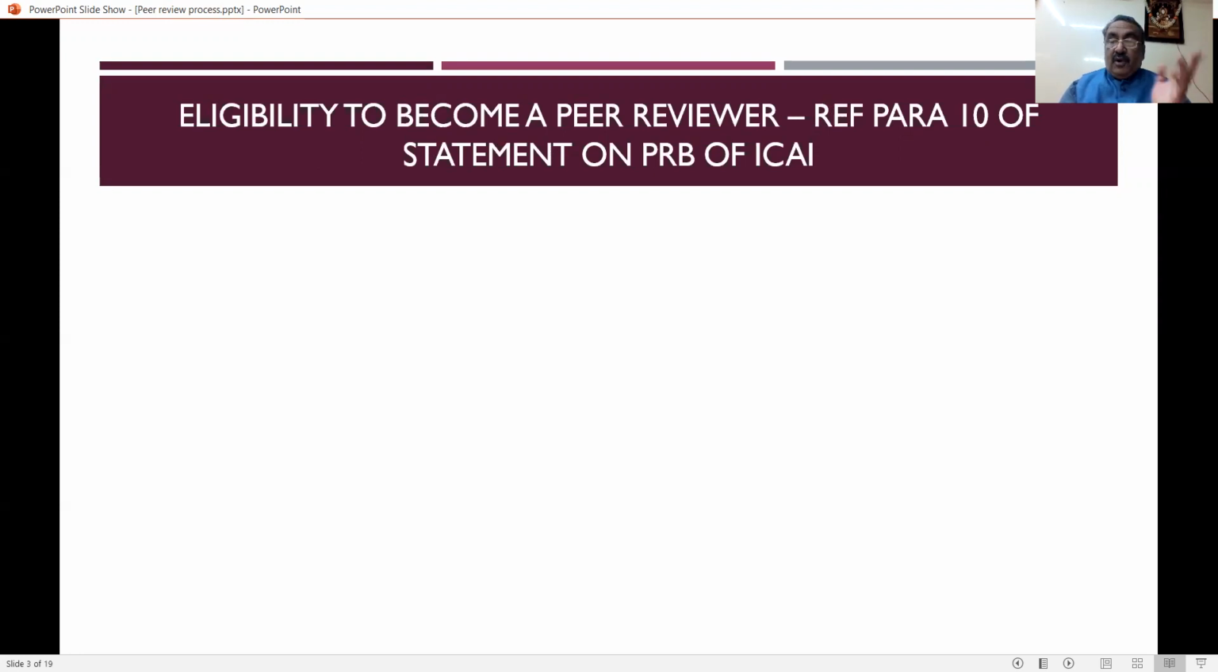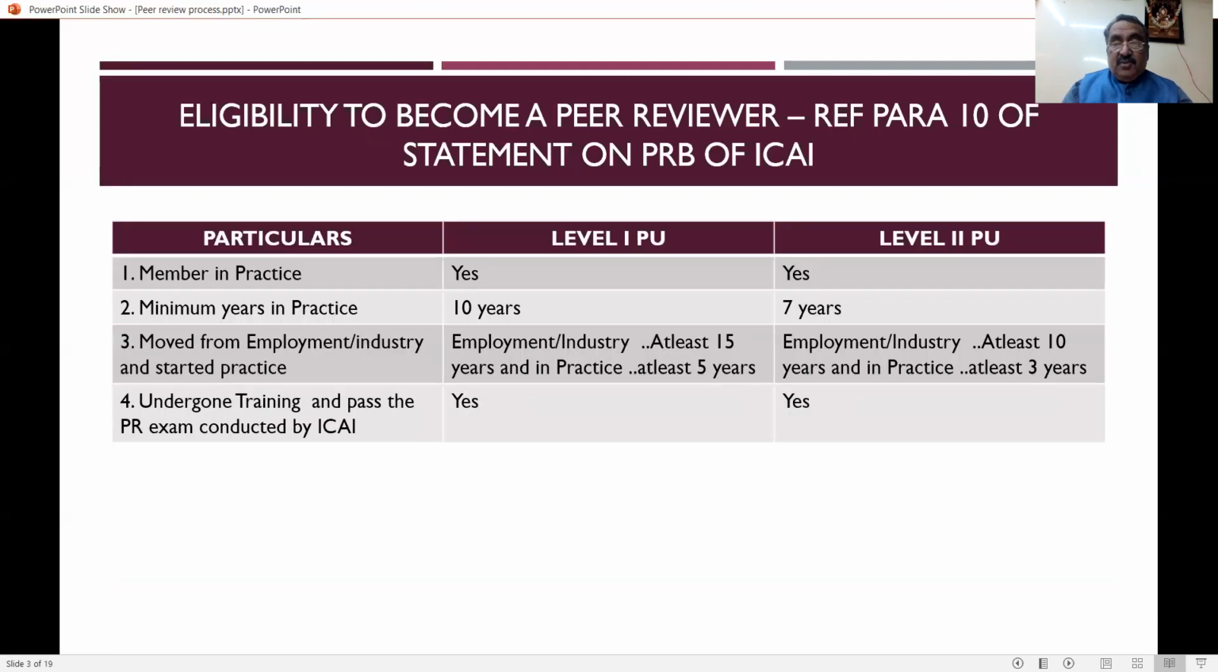Before going to that, once again, I'll tell the eligibility of the peer reviewer. Only the person who fulfills the conditions stated in para 10 of the statement of peer review board is eligible to be appointed as the peer reviewer. That is, he should be a member in practice. You should have a minimum of 10 years of practice to do the peer review of level 1, and to do level 2 peer review, you should be in practice for a minimum of 7 years.